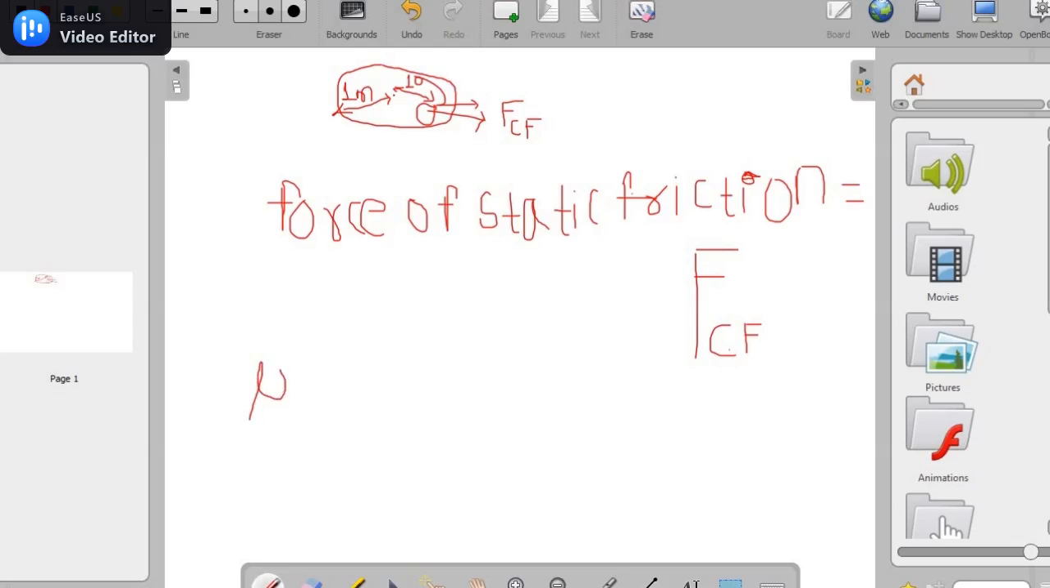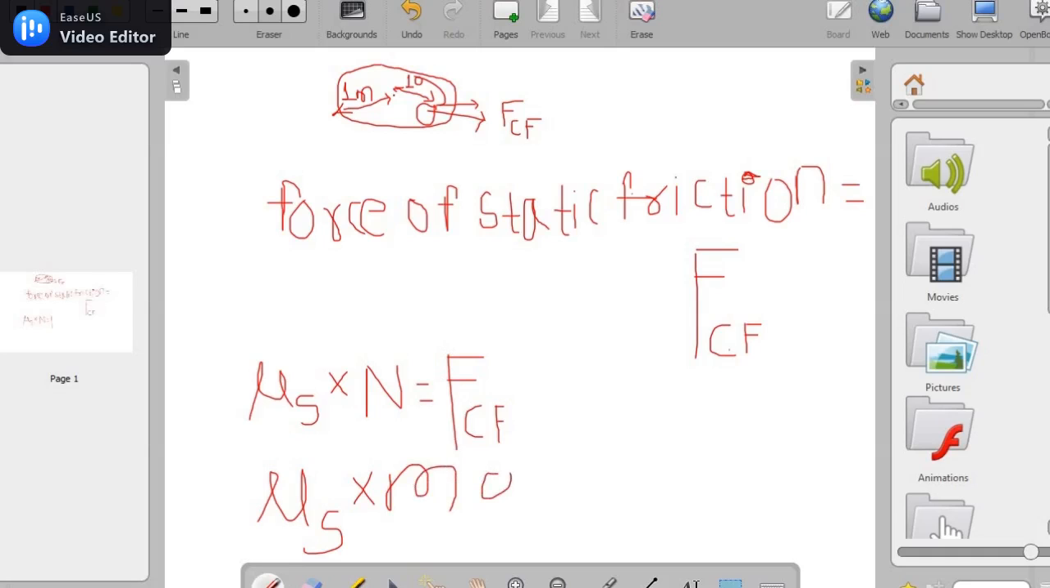So mu of static friction, that is coefficient of static friction, into normal. Isn't it? This is what we have taught, no? Mu into N is equals to force of centrifugal, isn't it? So mu of static friction we have to calculate, and normal is what? Normal is mg on that coin.